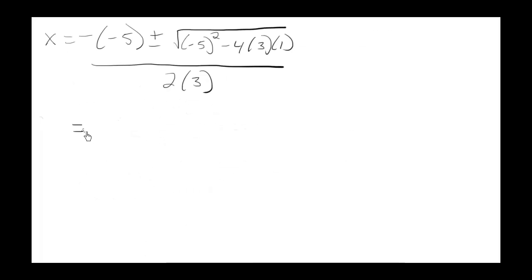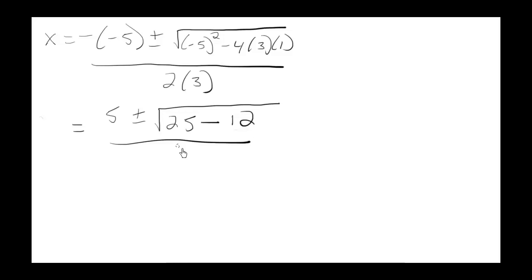Okay, let's see. So double negative, minus a minus, positive 5, plus minus square root of minus 5 squared is 25. Right, watch out for that. Minus 5 times minus 5 is positive. Then minus 4 times 3 times 1 is 12. 2 times 3 I think is 6. Plus 5 plus minus square root of 25 minus 12 is 13 over 6.